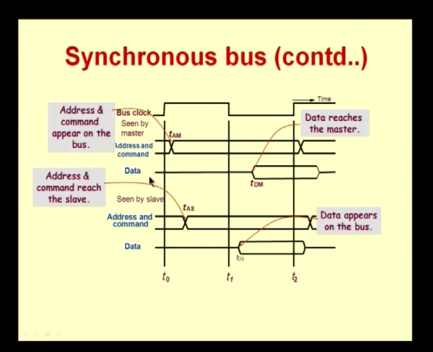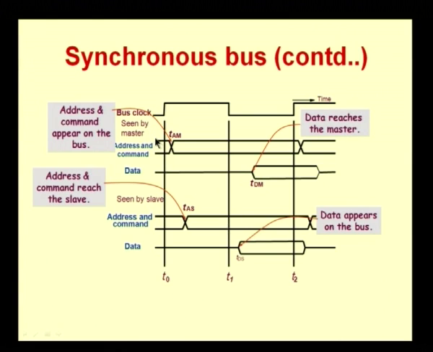Now, if it is a read operation, when is the data going to be available? Data will be available sometime after the address and command have been placed. You can see this over here, address and command. Let us say this is TAM, when the address and command are placed on the bus. Address and command will reach the slave after some time. The upper part is how things are seen by the master, and the lower part is how things are seen by the slave.